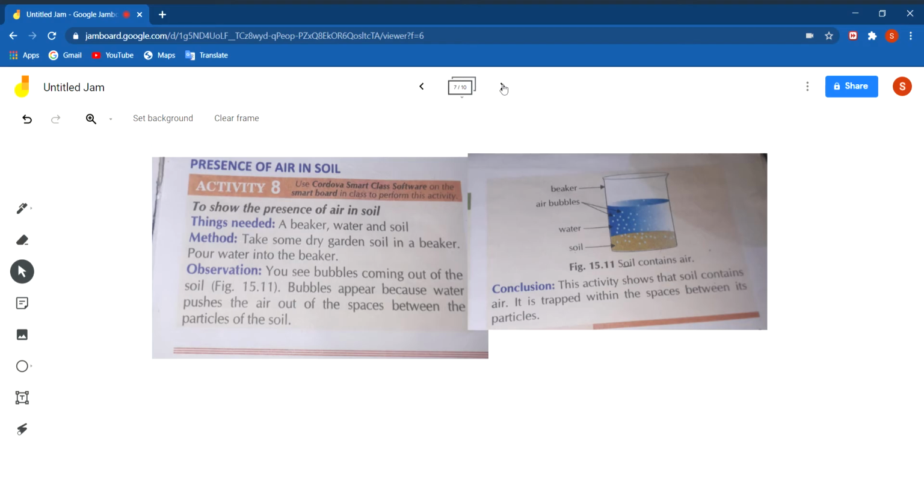Take some soil in a beaker and add some water in it and leave it for some time. After some time you can see some bubbles in the beaker.